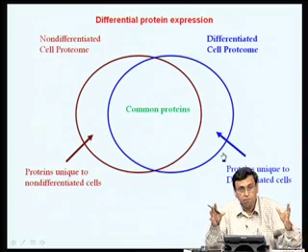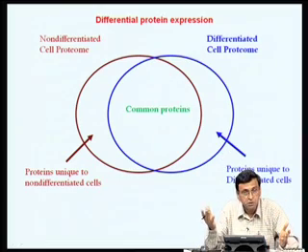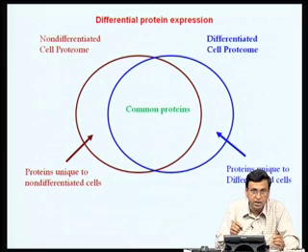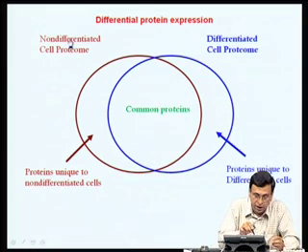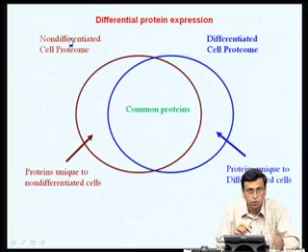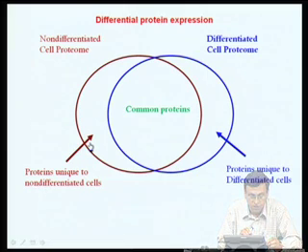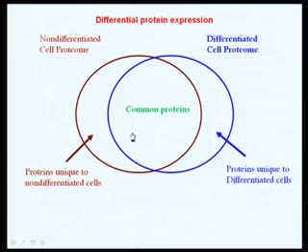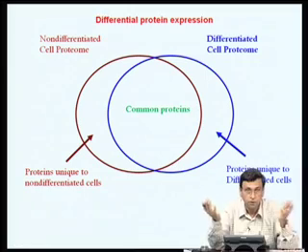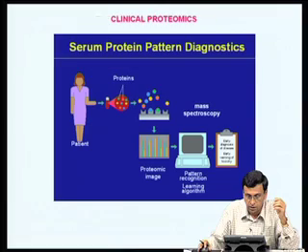Let me give an example of differential protein expression. By identifying the proteins present in undifferentiated versus differentiated cells, you can put them together and find out which proteins are unique to differentiated cells, which are unique to undifferentiated cells, and which are common to both states. So, a lot of data can be obtained.